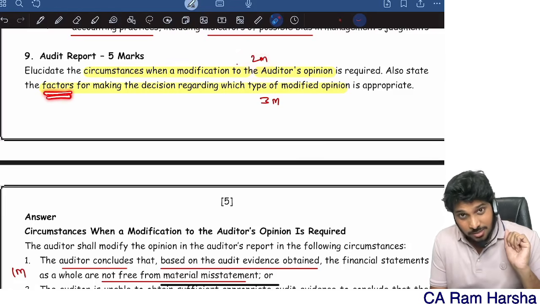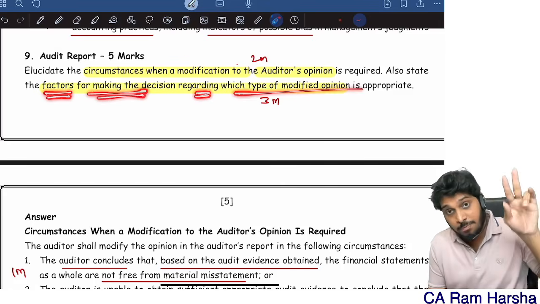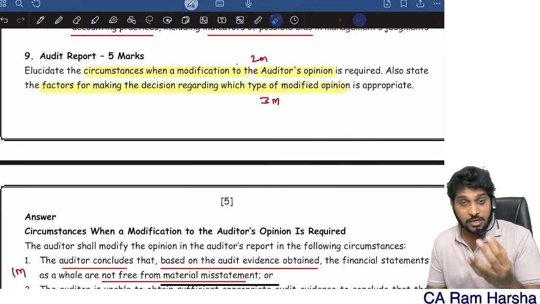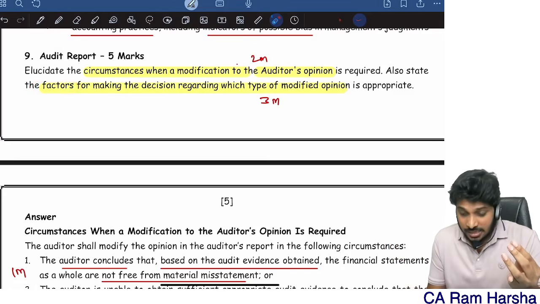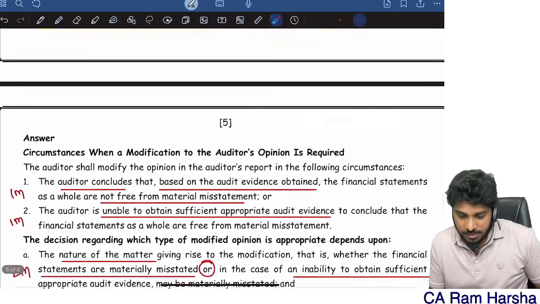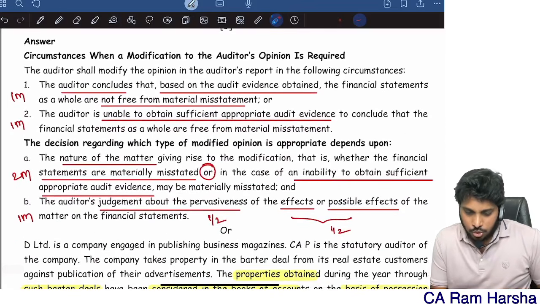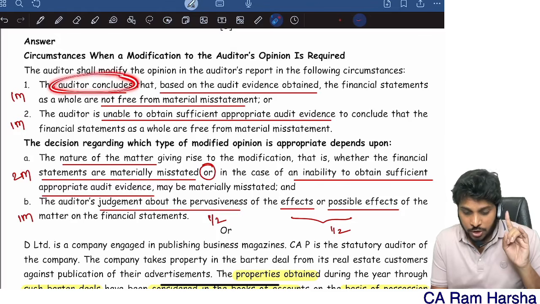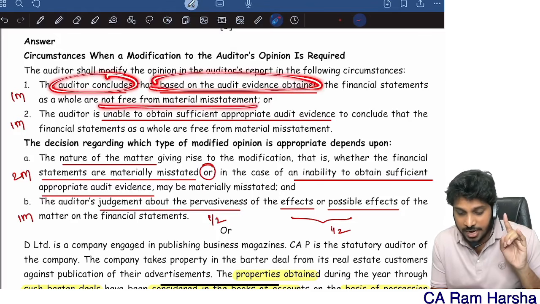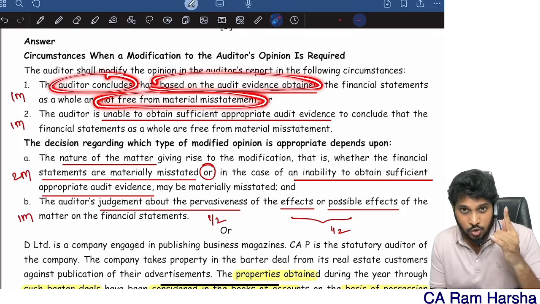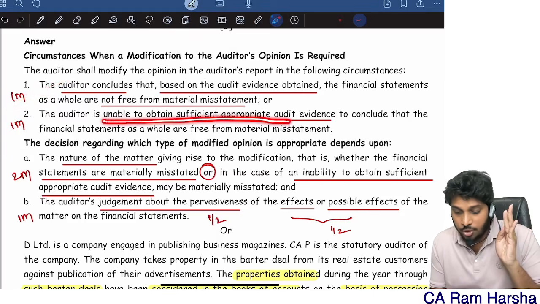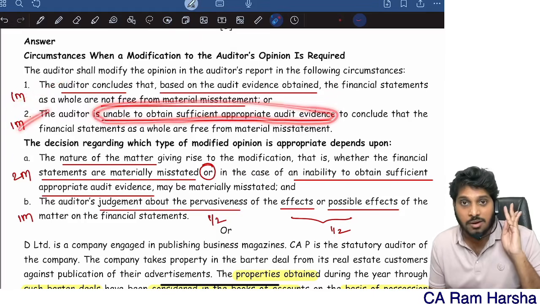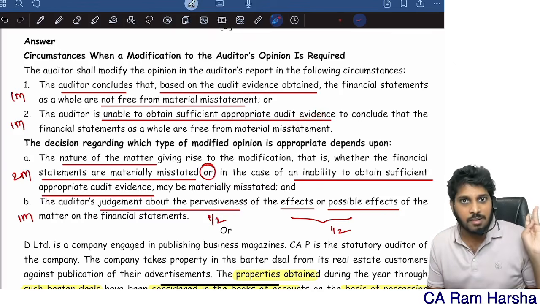What are the factors for deciding which type of modified opinion? We have 3 types of modified opinion, right? Qualified, adverse, disclaimer. Which type of modified opinion is appropriate? For that, factors are there. That has 3 marks weightage. Totally 5 marks. First, circumstances. 2 circumstances will give a modified opinion. 1, when you conclude based on evidence that financials are not free from misstatements. Based on evidence, you concluded financials are not free from misstatements. 3 keywords, 1 mark. Or you are unable to obtain sufficient appropriate evidence, directly 1 mark. If this keyword is there, 1 mark.